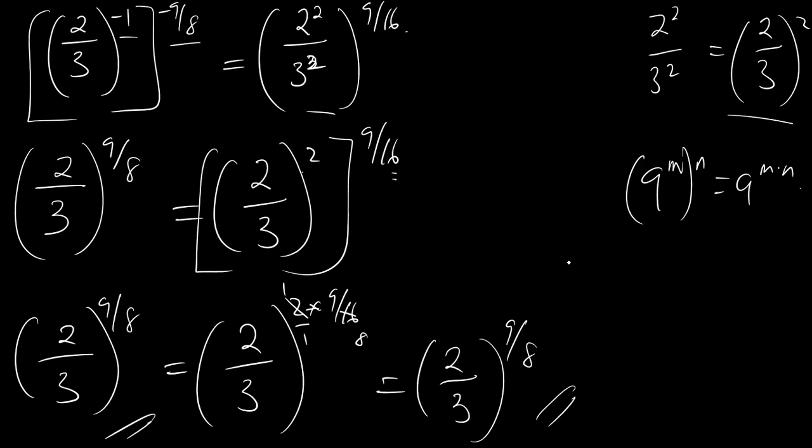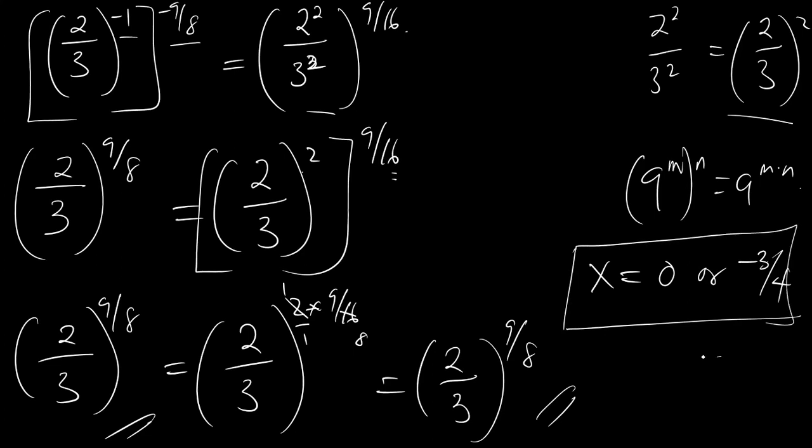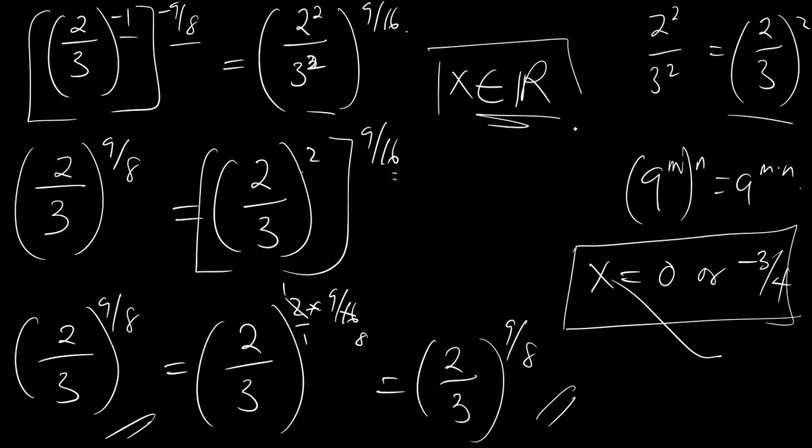So that means the value of x is equal to 0 or minus 3 over 4. These are the values of x. Now, these are the real values of x, for real numbers. So there is no imaginary number here.